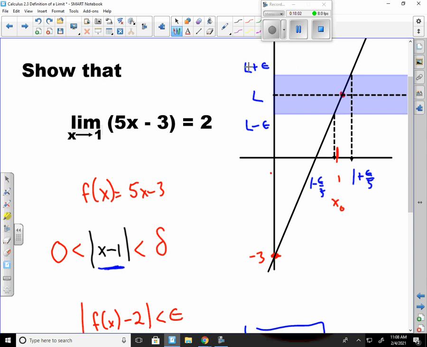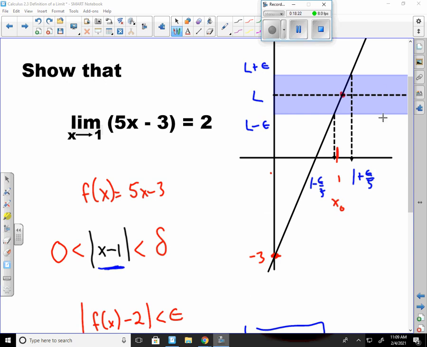So I can choose any random number for epsilon now, and then all I have to do is take that number divided by 5, subtract that from 1, and add it to 1, and it will fall within this range here. Questions?